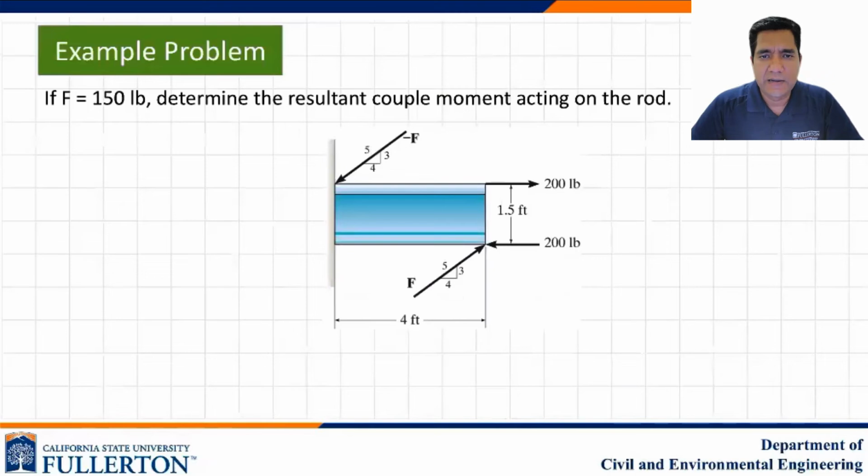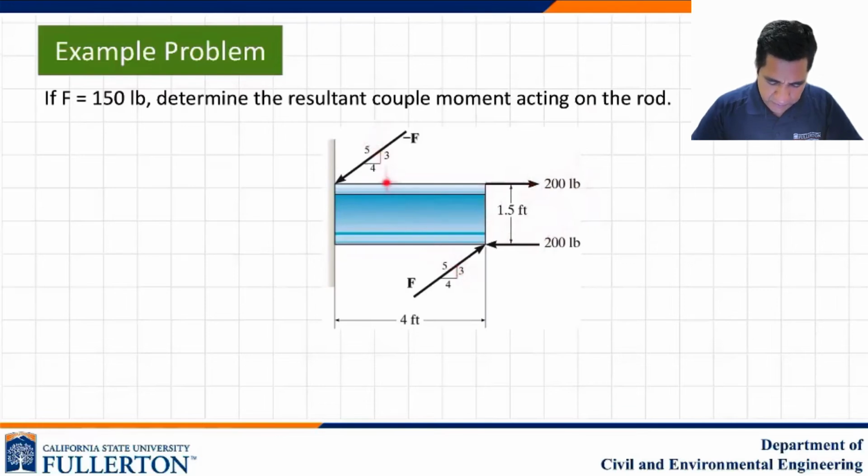Let's do a quick example here. So we have 150 pound, F equals 150 pound, and then we have another 200 pound force. So these are the two sets of couple forces that are acting, 150 pound couple and 200 pound. Our goal is to find the resultant couple moment on the rod. Now, to find the couple moment, this couple is known, it's 200 times 1.5.